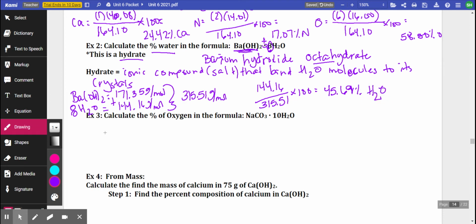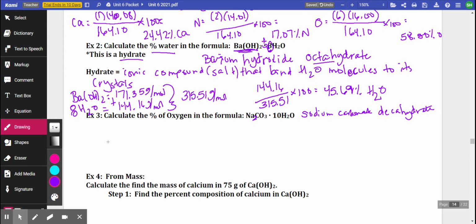Okay. So we're going to calculate the percent of oxygen in this formula. Now there is a typo here. We need to fix this. This is Na2CO3. So again, we have a hydrate. This is called sodium carbonate. And then because there's 10 waters, decahydrate.